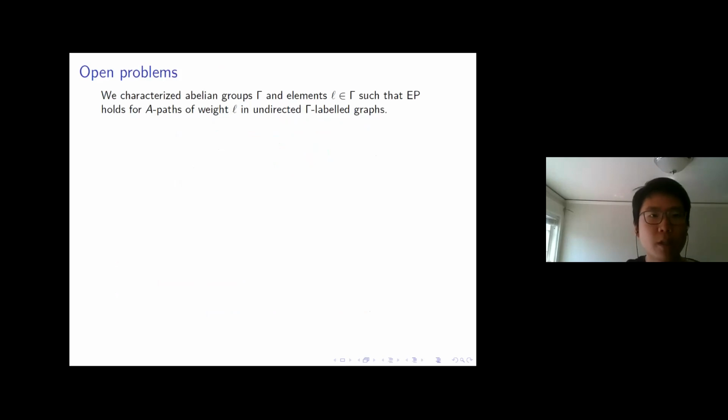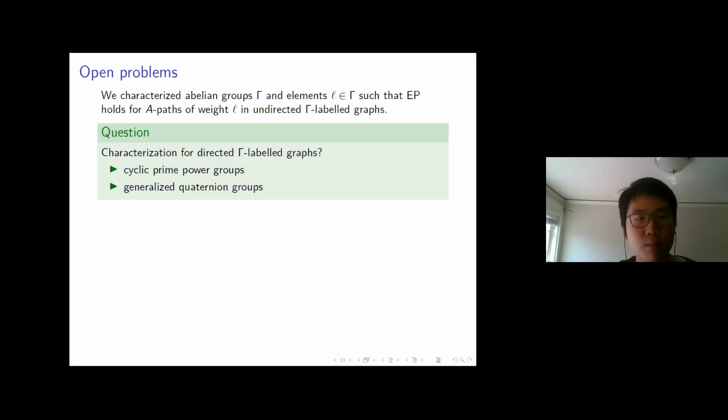Let me just summarize. We characterize the abelian groups gamma and the elements L of gamma such that the Erdős–Pósa property holds for a path of weight L in undirected group-labeled graphs. I already posed a problem of getting the analog of this result for directed group-labeled graphs. And we only have to look at cyclic prime power groups and generalized quaternion groups.